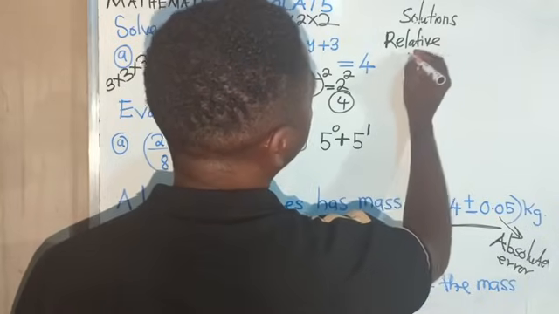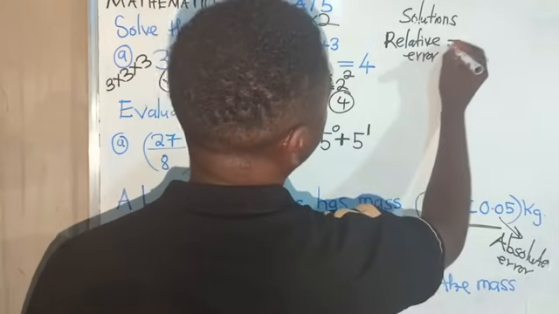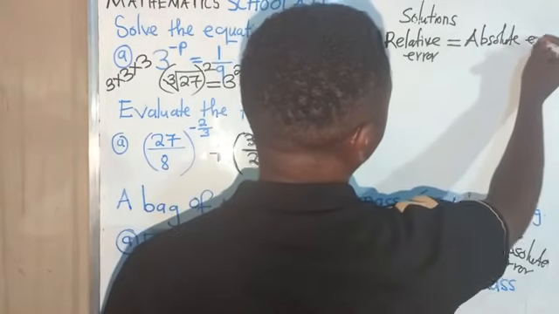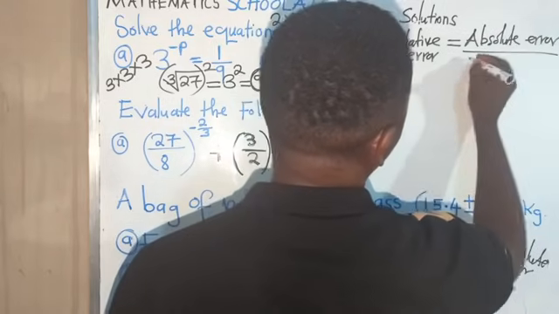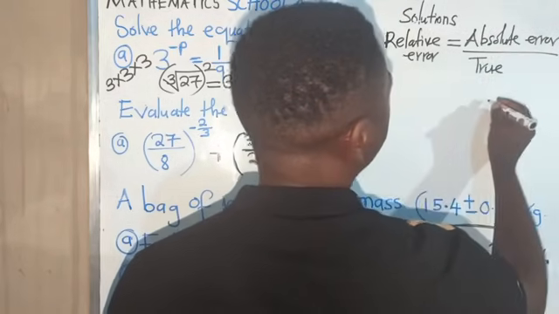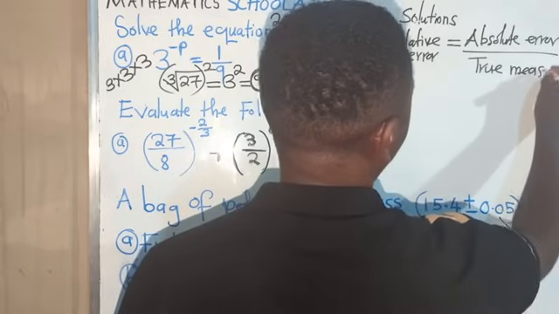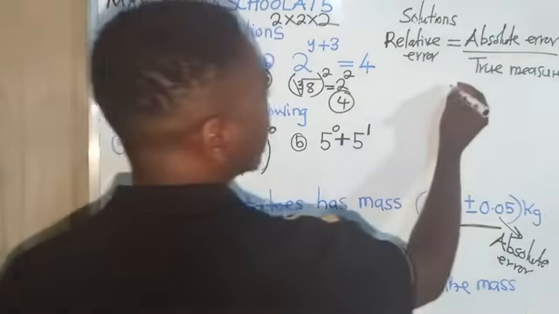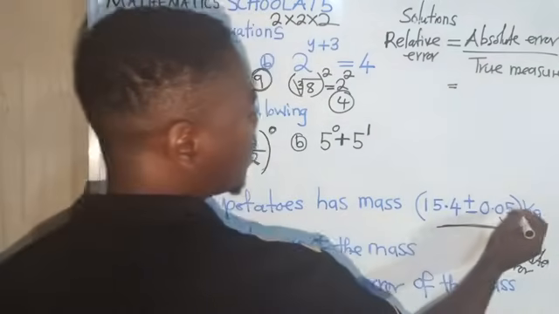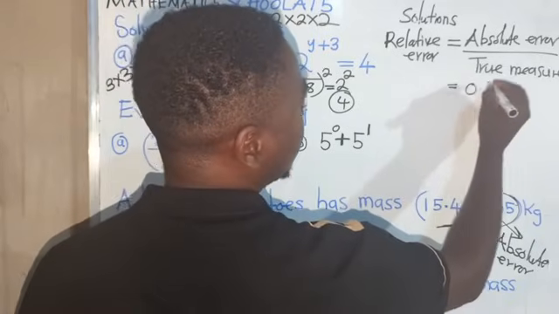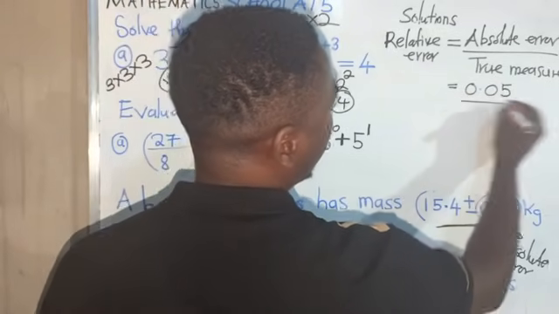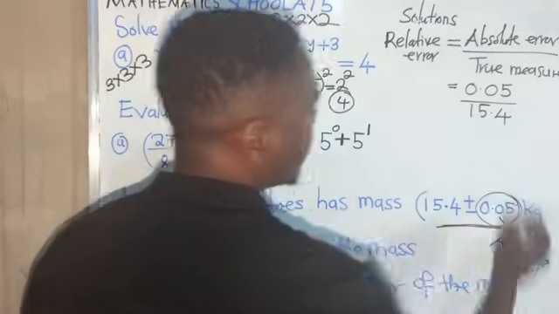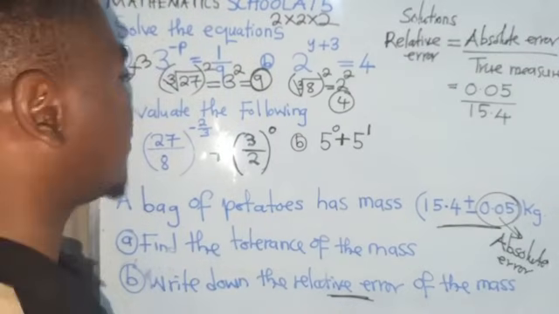So the formula for relative error, we say this is equal to absolute error over true measurement. This is a particular formula we get to use. And the good part is that in this question, we are given the absolute error, which is 0.05, over the true measurement, which is 15.4. Maybe someone is wondering, how did you know that this is the absolute error?